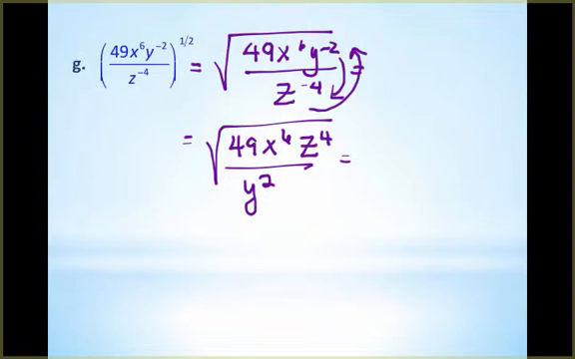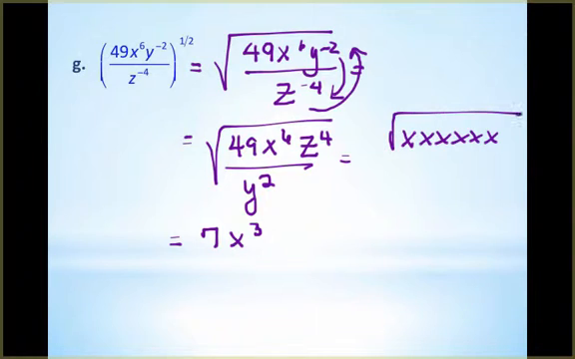So this is the square root of 49, which would be 7. The square root of x to the 6 would be x cubed, because if you remember when we did that before, we had 6 x's spread out, but each pair gave me an x. So that's how I got x cubed. z to the 4th would be z squared, because there would be 2 pairs, and y to the 2nd would be y.